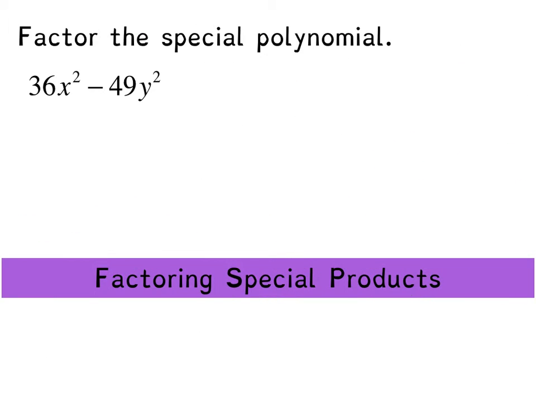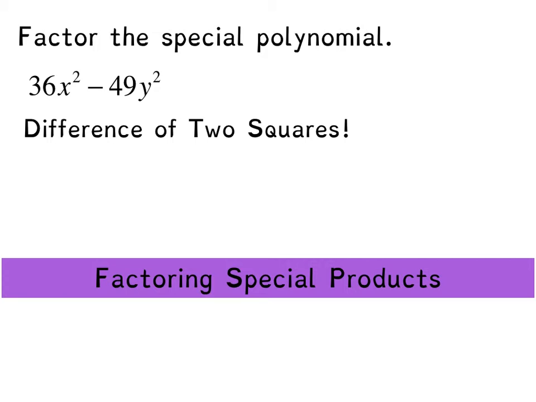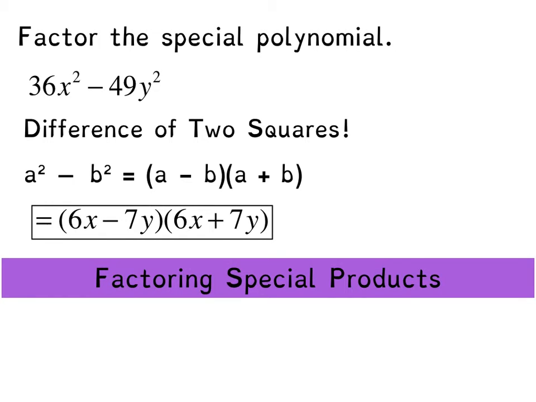So now we also had some special products. Two of them that we looked at were difference of perfect squares and perfect square trinomials. Well, this one is not a trinomial. It has two terms. Both of the terms are perfect squares, so we will use the structure of a squared minus b squared factors into a minus b times a plus b to factor this polynomial. We'll factor it into the product of two binomials, 6x minus 7y times 6x plus 7y.